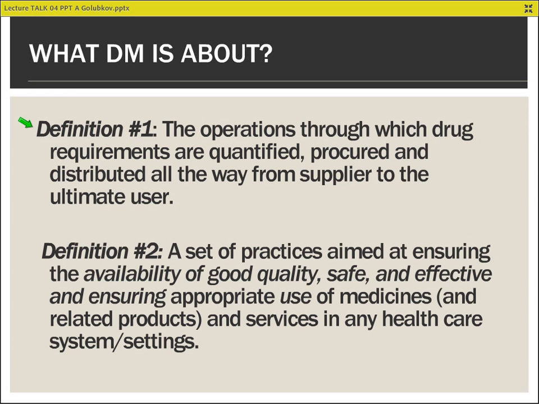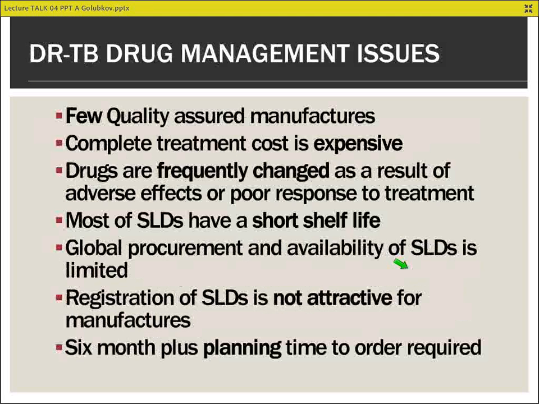Definition number 2 is a set of practical activities aimed to ensure availability of good quality, safe and effective drugs, and also ensuring appropriate use of medicines and other commodities in health facilities or systems. In this definition, you see the notion of good quality and effective medicines, which is also good because we're going to talk about it a little bit in my presentation.